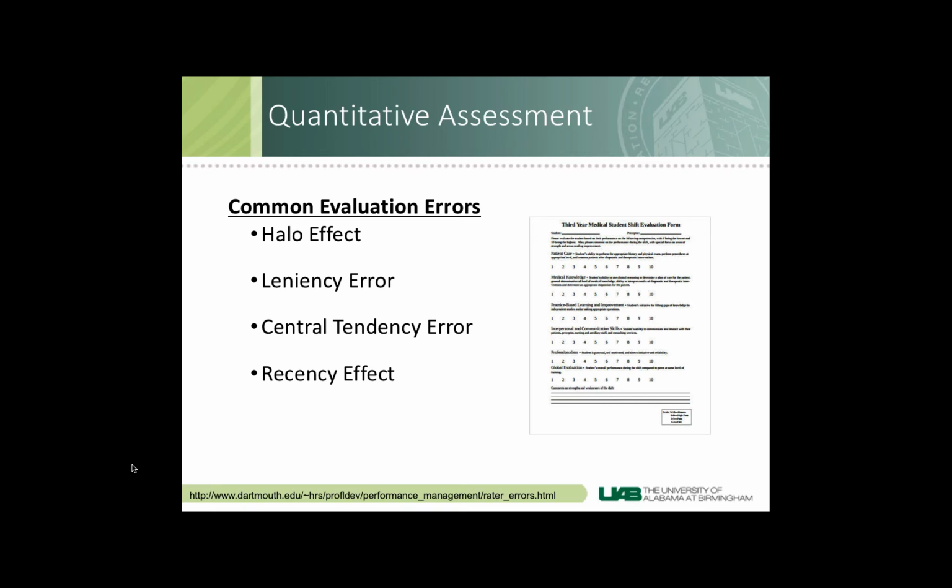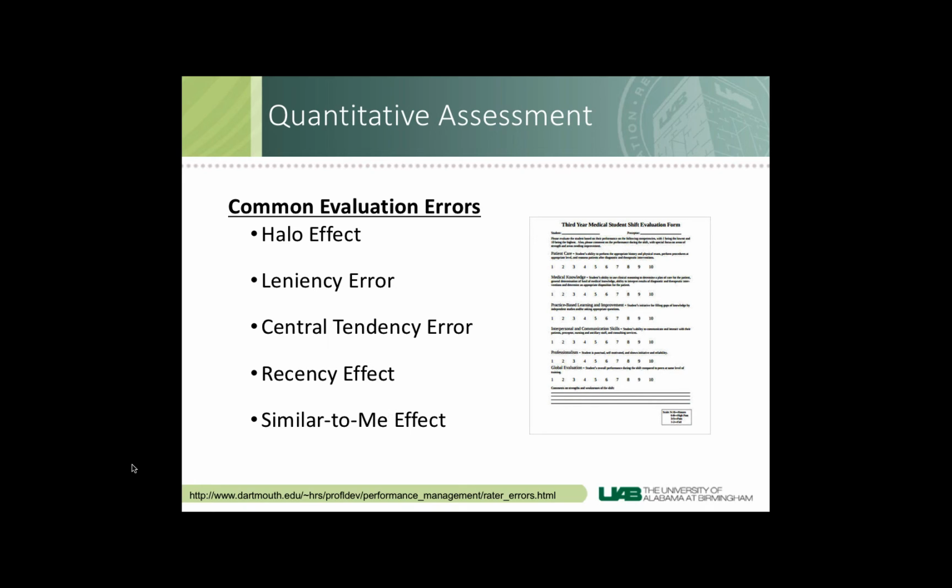The recency effect is where someone's done a great job up until the last day when they missed that one little thing, and that's on your mind because it's recent. So when you fill out the evaluation, you downgrade it because of that. So take that small piece of information in the larger context of the entire rotation.